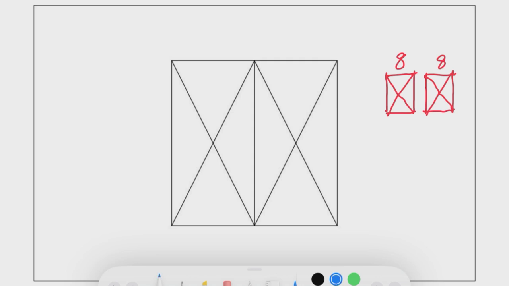If I join them, we can gain something like this. This is a combination, right? Similarly, we can also gain something like this, because this is also a combination.